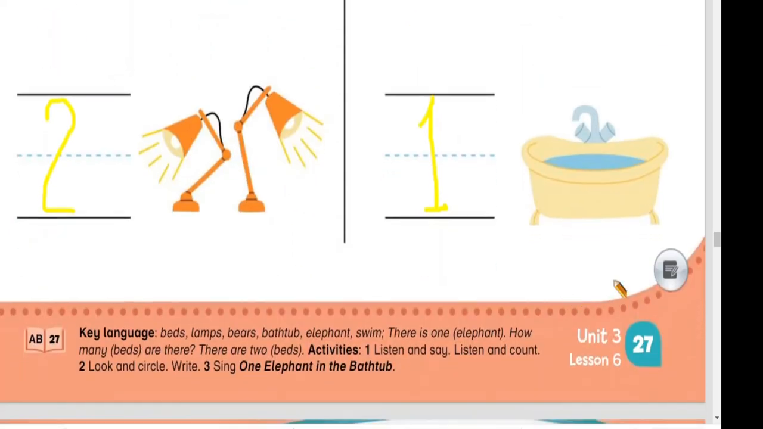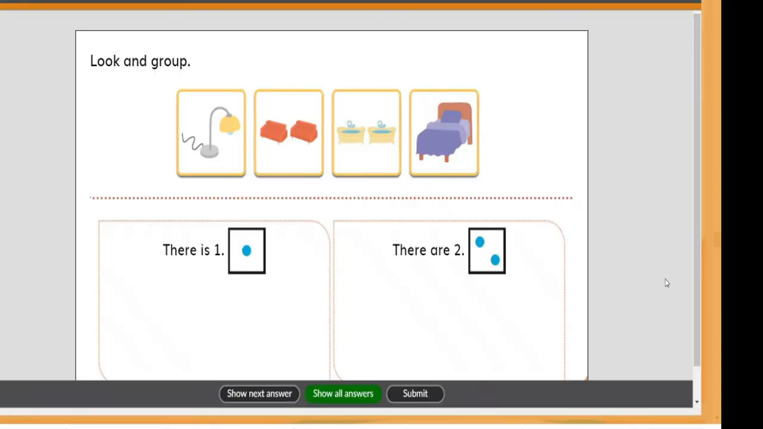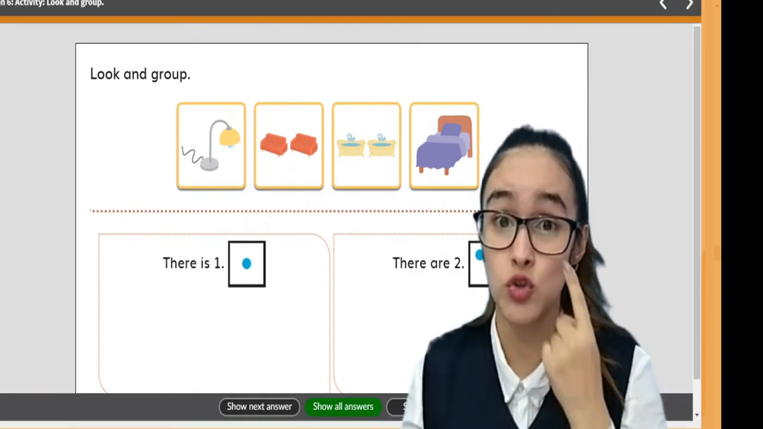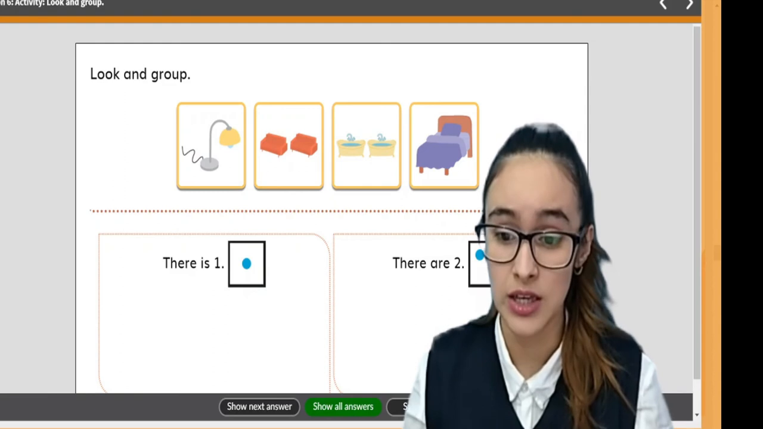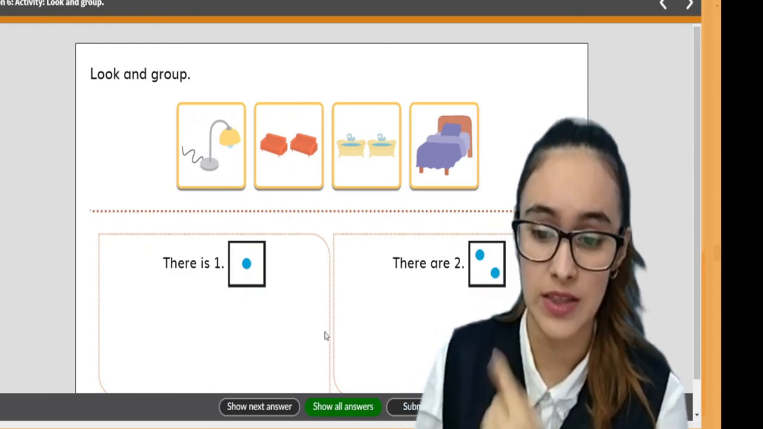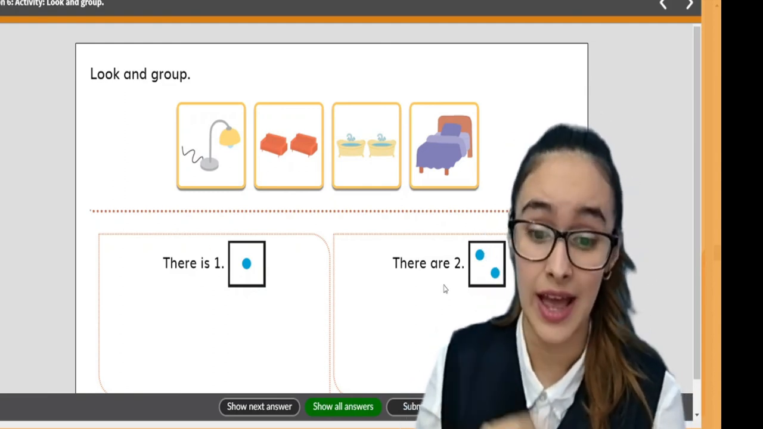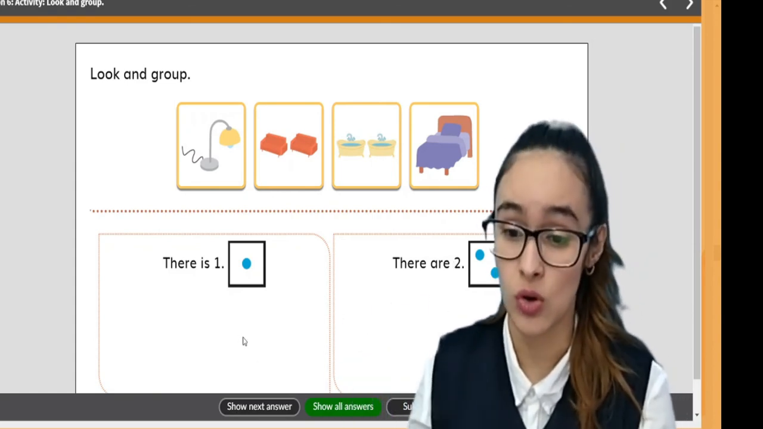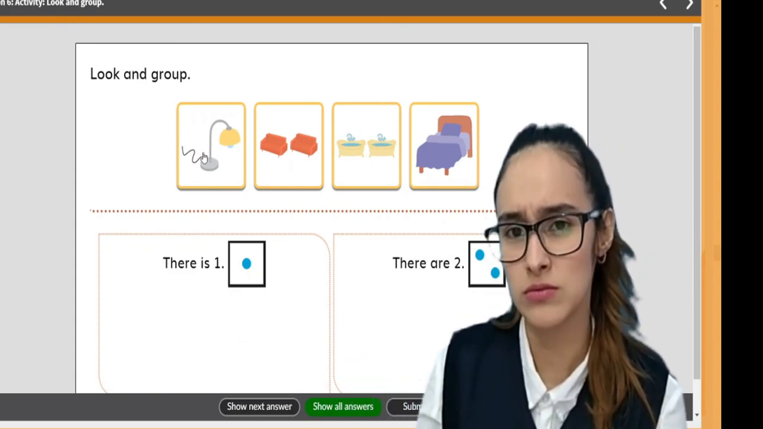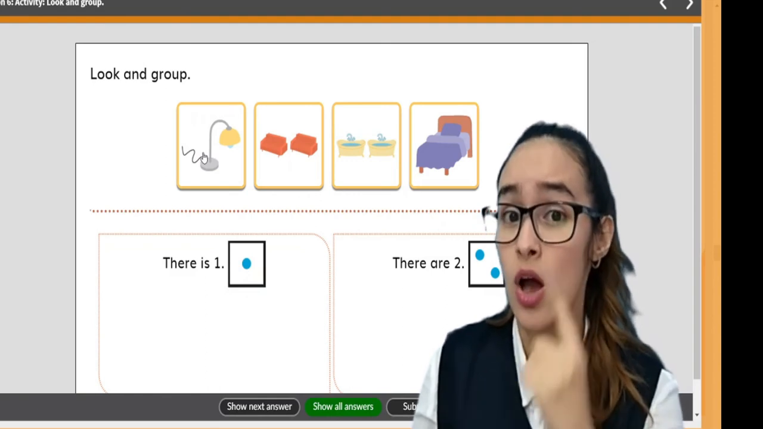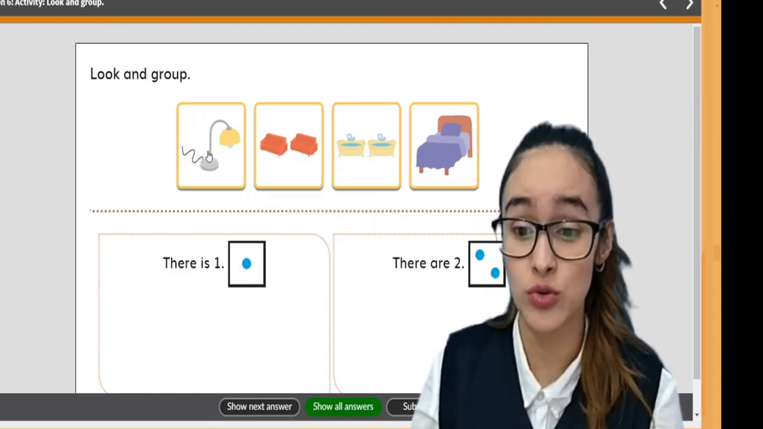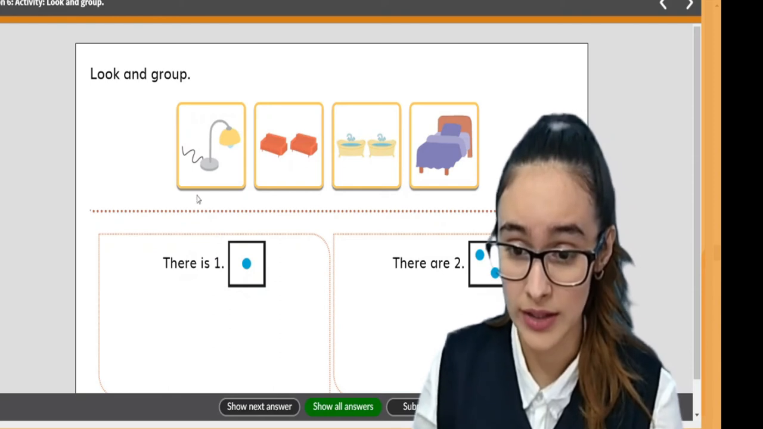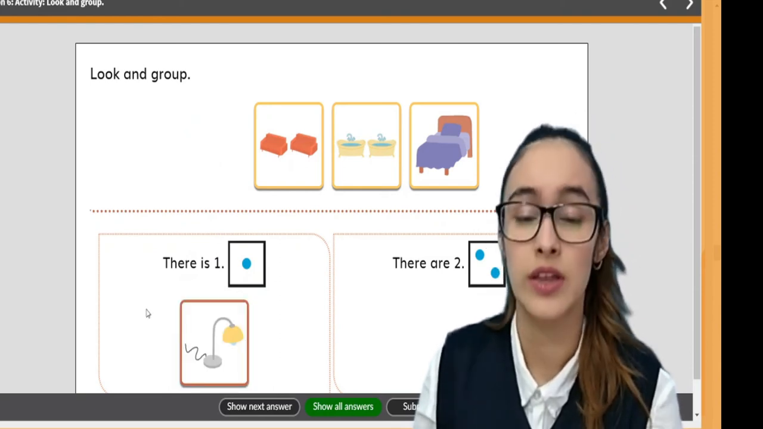Well done. Lo han hecho muy, muy bien. Well done. Now, let's do this last activity together. In this part, we have to look and group, okay? So, here, as you see, there is one and there are two. How many lamps are here? There is one. Entonces va in the group, there is one.